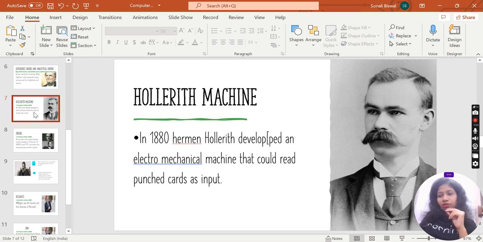Those of you working in the IT sector know that a card is used for entry. If you enter that card, then the lock should open. Also in ATM machines, these are called punch cards, or there are fingertips. If you give your finger, then only some important data should open. So this is what he developed in the Hollerith machine.